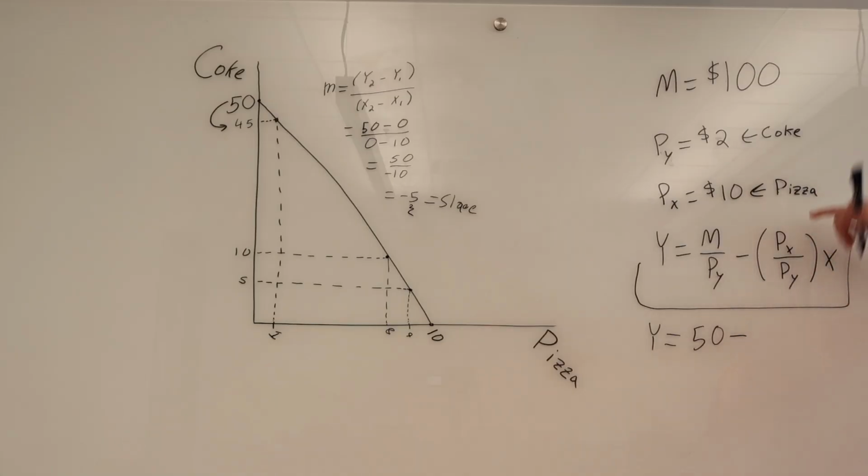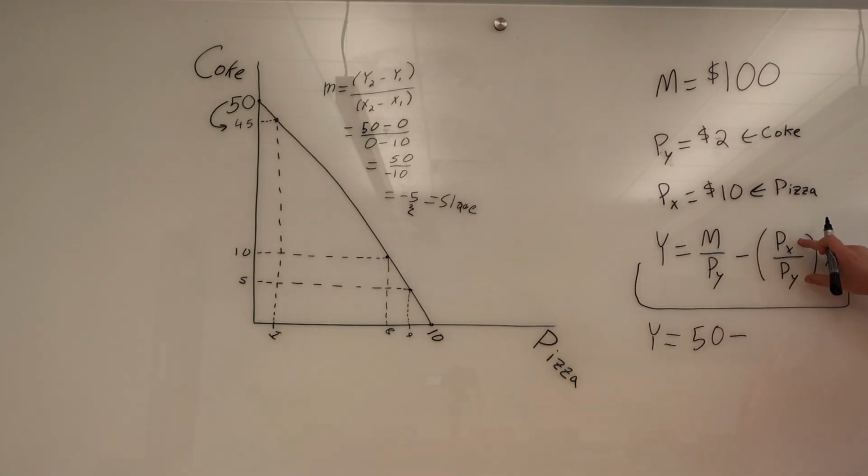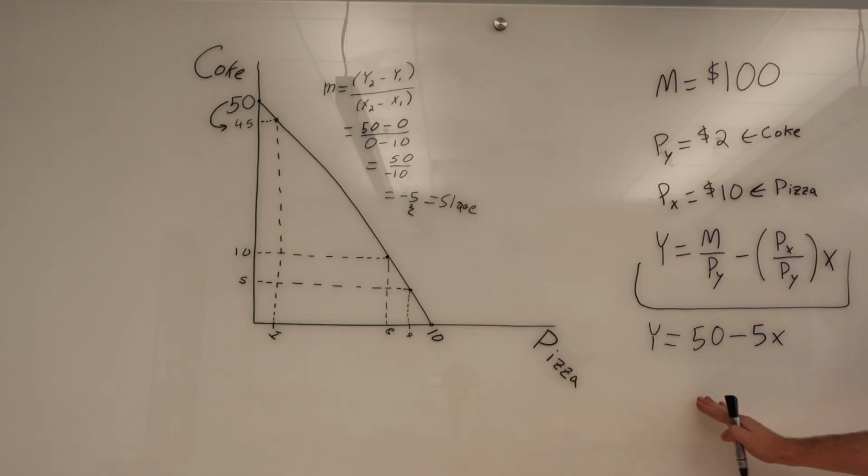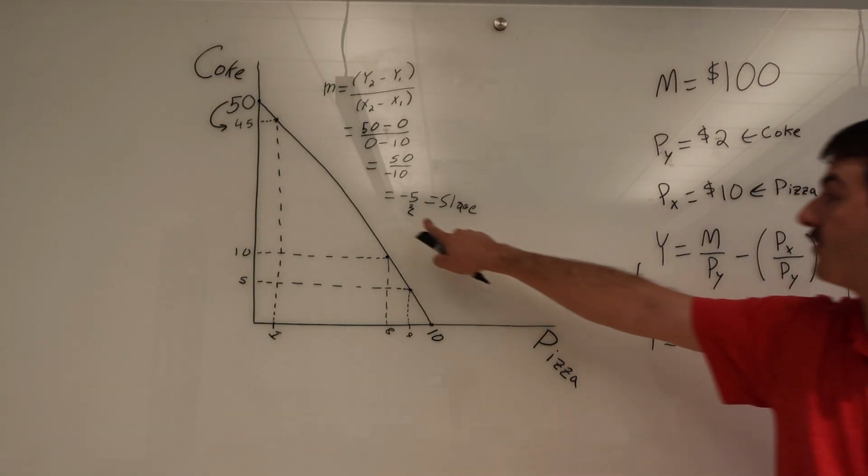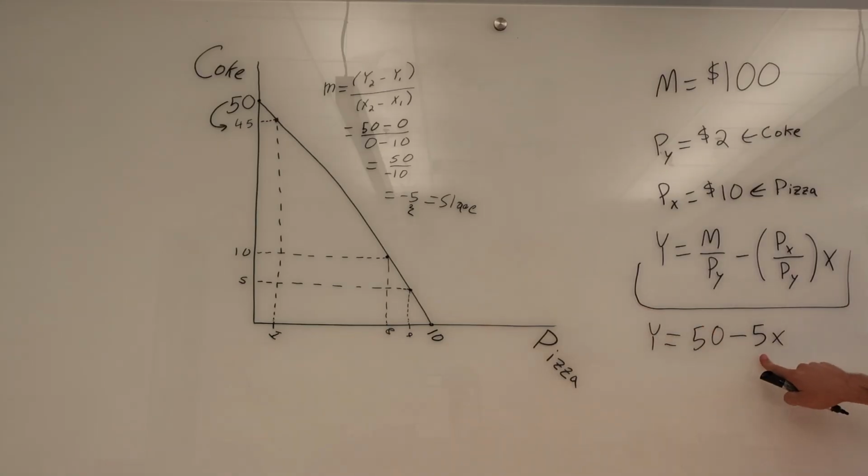minus the price ratio, the ratio of the price of good X to the price of good Y, right? PX over PY. Well, what is PX? That's 10 over 2. 10 over 2, of course, 10 divided by 2 is just going to be 5. And then X is our variable over here. Y equals mx plus b, which is to say, we already know the slope is -5. Here's that slope over here. Y equals 50 minus 5x.